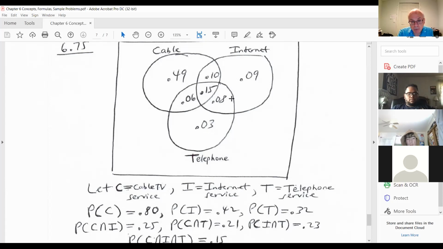But when you count up all these numbers, it actually adds up to 1. So that means that all the customers of this company have one of these 3: cable, internet, telephone. There's no other services offered by the cable company. So the answer for the area out here is 0. But if I give you a problem, it's not necessarily true that all these numbers add up to 1. It could add up to a number less than 1, and therefore the area out here would be 1 minus the sum of these numbers inside.